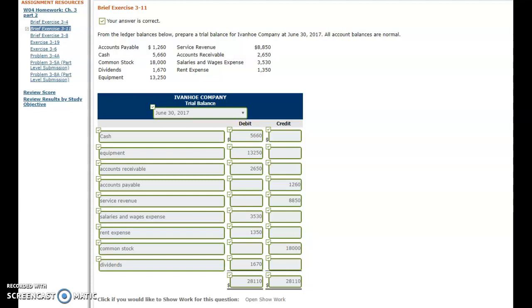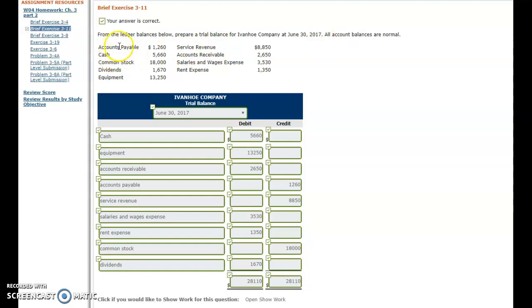Okay, I've done this two ways. I'll show you the question, which is brief exercise 3-11, which is trial balance. From the ledger balance below, prepare a trial balance for Ivanhoe Company at June 30th. All account balances are normal.